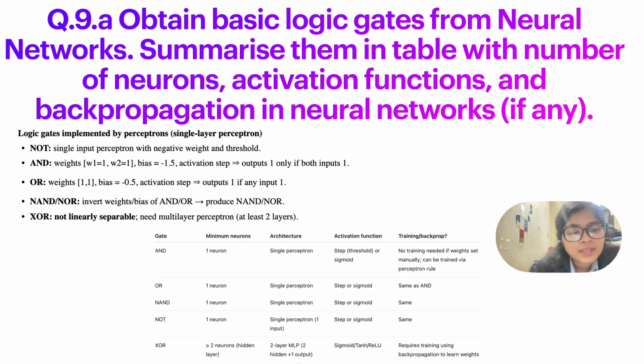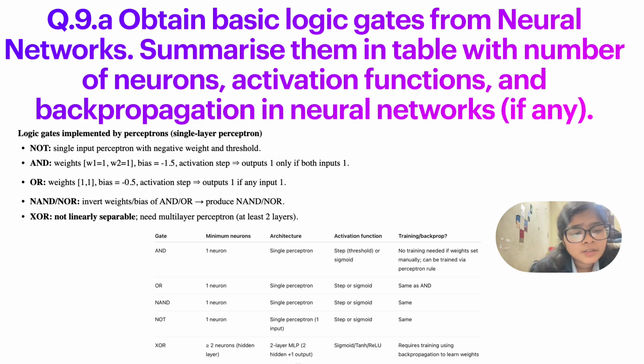So, the logic gates implemented by perceptrons, that is, a single layer perceptron. NOT gate: a single input perceptron with negative weight and threshold. AND gate: the value of W1 is equal to 1, the value of W2 is equal to 1, and the bias is minus 1.5. In the activation step, the output is 1 only if both the inputs are 1. Hence, that is the AND gate.